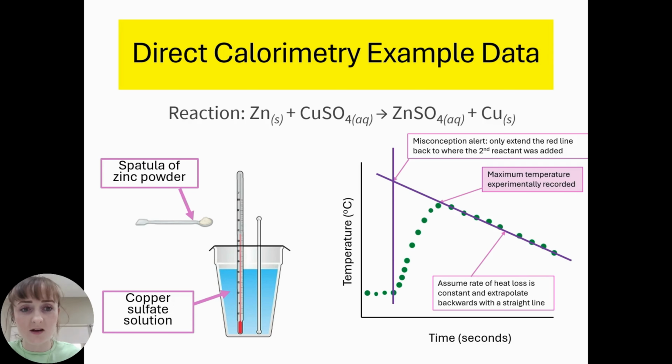And note that this is where a lot of students often make a mistake, as they'll extrapolate the line all the way back to the y-axis. But remember that no heat was being lost for those first 4 data points because no heat was being produced. There was no heat to lose. So you extrapolate the line backwards as far as the point where the second reactant was added, and this correlates to the maximum temperature that could have been reached if no heat had been lost.